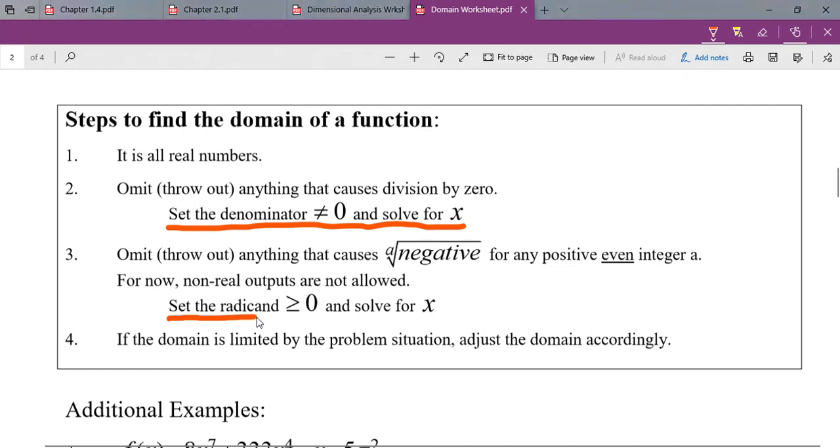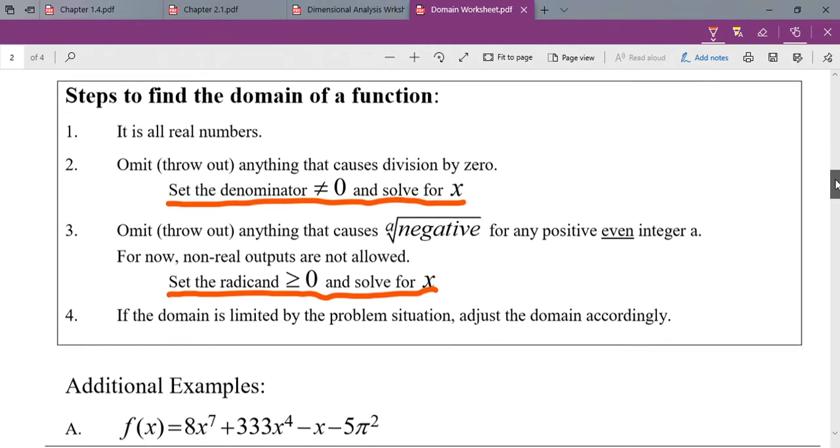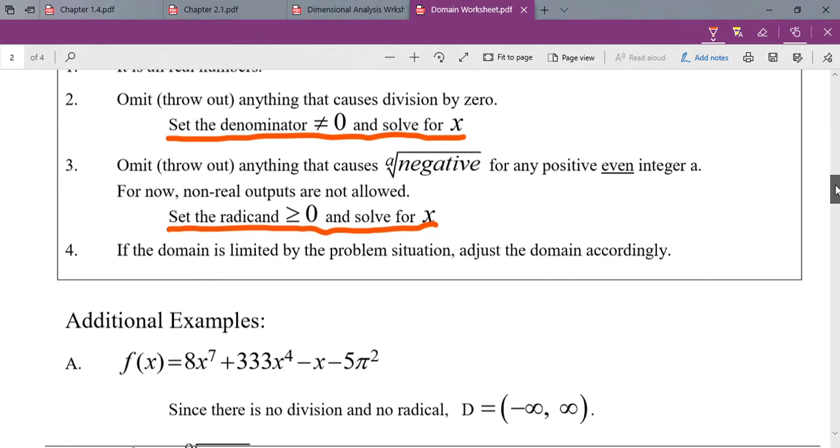Now you can have situations where you have to do both step 2 and step 3, and actually step 4 as well. So don't think it's just going to be one step or another. You might have to do all 4 steps. Remember, step 4 says if the domain is limited by the problem situation, adjust the domain accordingly. And sometimes that takes a really good thought process working through the problems.